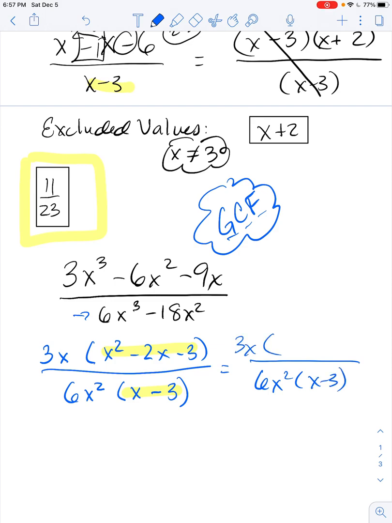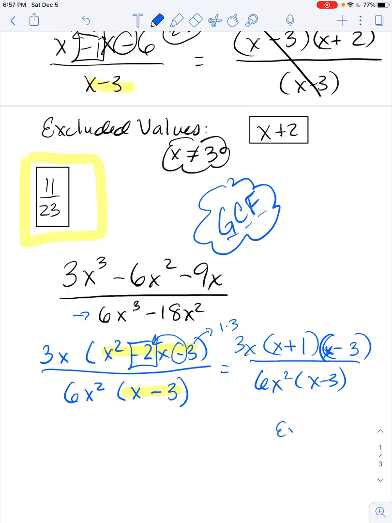On the top, there's a chance that this one factors, and it does, because I would need 3 in a way that subtracts to be 2. So I have a 3 and a 1. To get a negative 2, I'd need a negative 3 and a positive 1. So now, this is a little tricky to see over here, I'm sorry. Now I have to go through and really be careful.